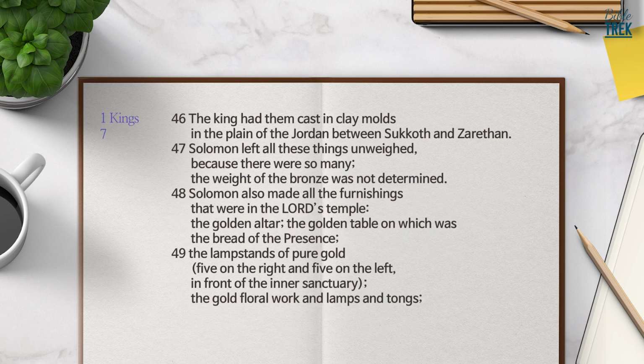The king had them cast in clay molds in the plain of the Jordan between Succoth and Zarethan. Solomon left all these things unweighed. Because there were so many, the weight of the bronze was not determined.